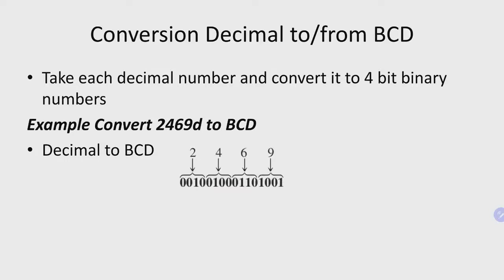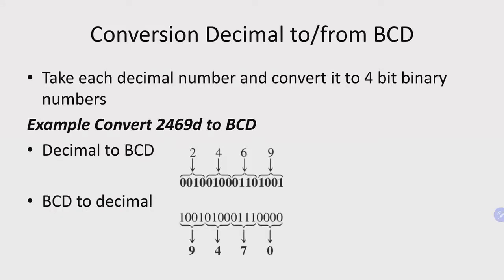Okay, so basically you take every digit of the decimal and you convert it into 4-bit binary. So instead of the normal conversions using the normal binary number, we now just convert straight from the decimal number into 4 bits and combine them. Okay, so 9 is 1001, 6 is 0110, 4 is 0100, and 2 is 0010. And that will be our binary coded decimal.